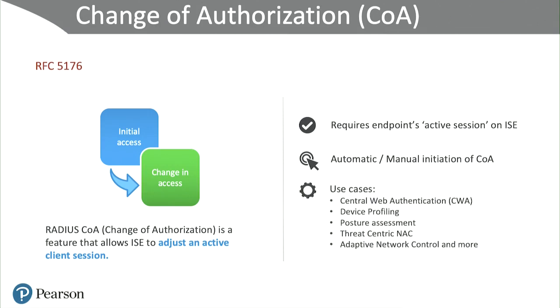Some use cases are central web authentication. We come up, we have an authorized session, we pop a web portal page, we sign in, and then after we sign in, different access needs to be granted. That is done through a change of authorization. Another example may be if I come onto the network and I am profiled initially as a Windows device, but later on down the road, I have more specific information that says, hey, I'm a Windows 10 device and I want to do something different with that, I can use that as well. It's also used in threat management and the Adaptive Network Control, ANC, policies that we talked about as well.